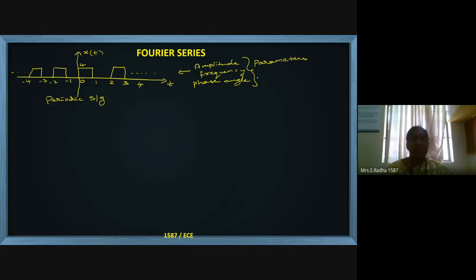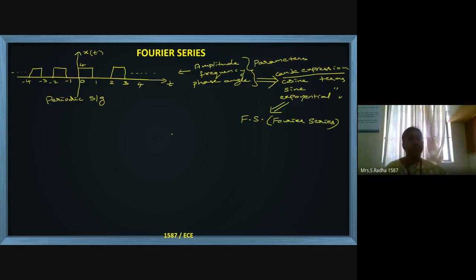If all these parameters exist and it is a periodic signal, we can represent it using cosine, sine, and exponential terms. For a periodic signal, the amplitude, frequency, and phase angle can be expressed in terms of cosine terms, sine terms, and exponential terms, and that is called the Fourier series.